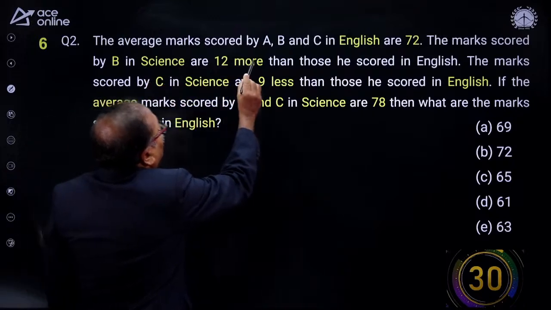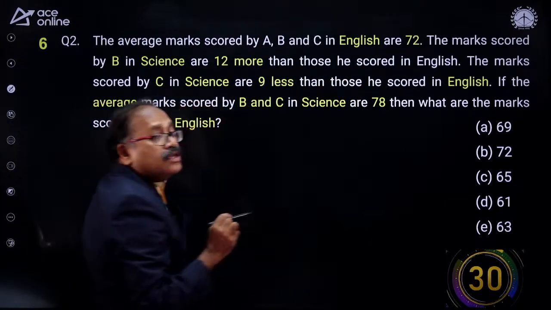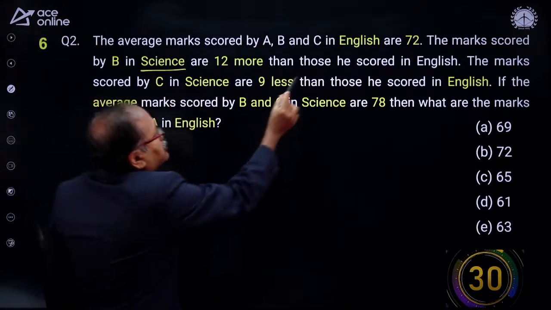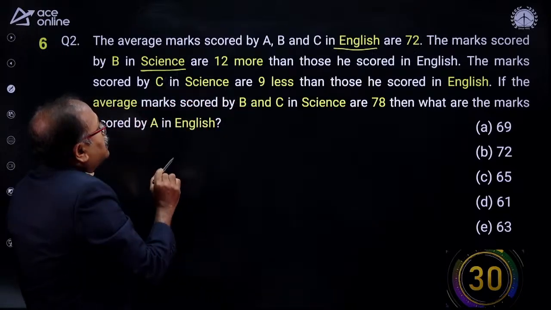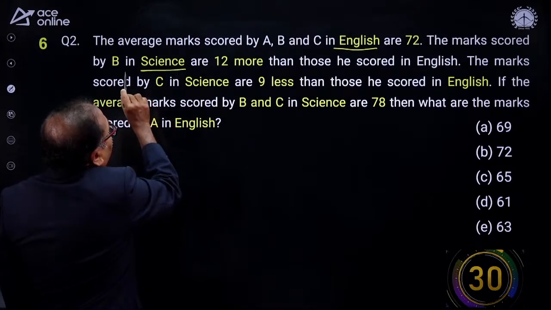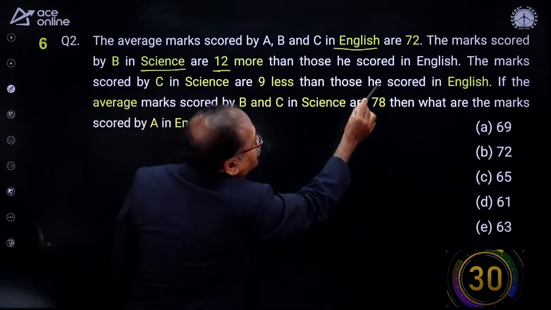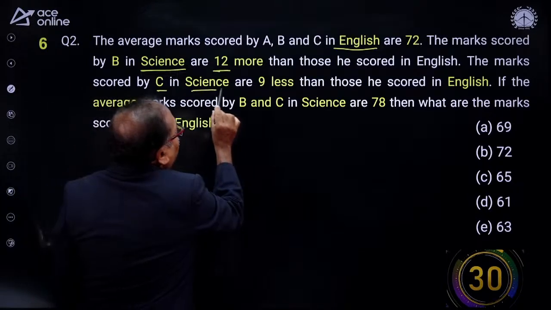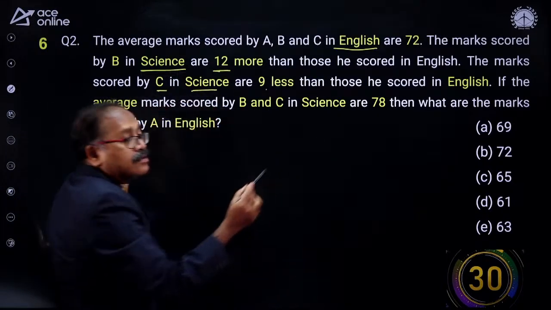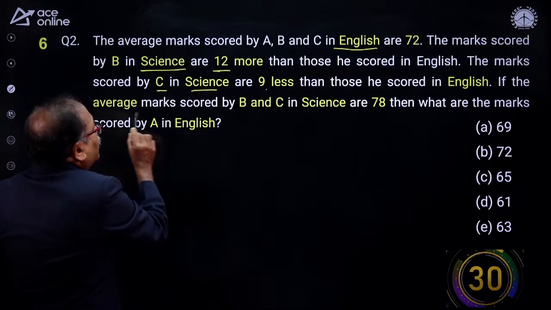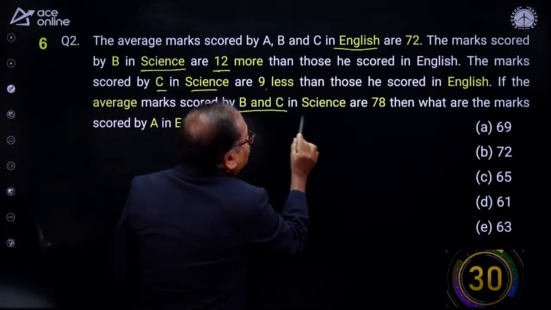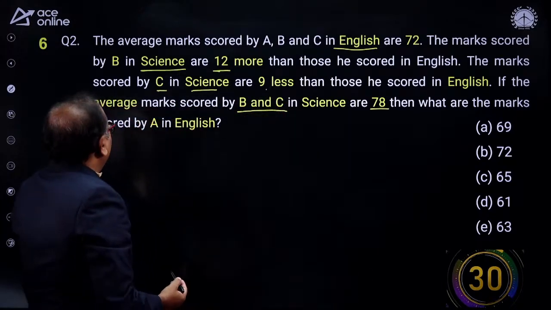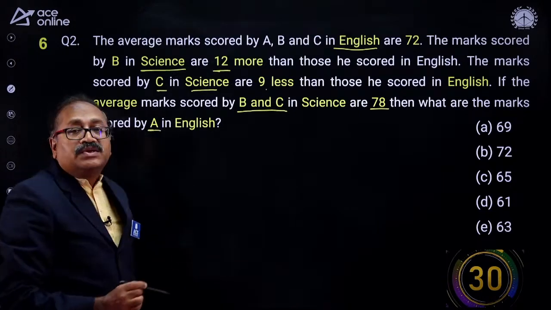So the average score of A, B, C in English is 72. The marks of B in science, the another subject, it is saying science. The average marks of B in science is 12 more than that scored in English. And the marks of C in science is 9 less than his score in English. Then if the average marks scored by B and C in science is 78, then what is the marks scored by A in English?